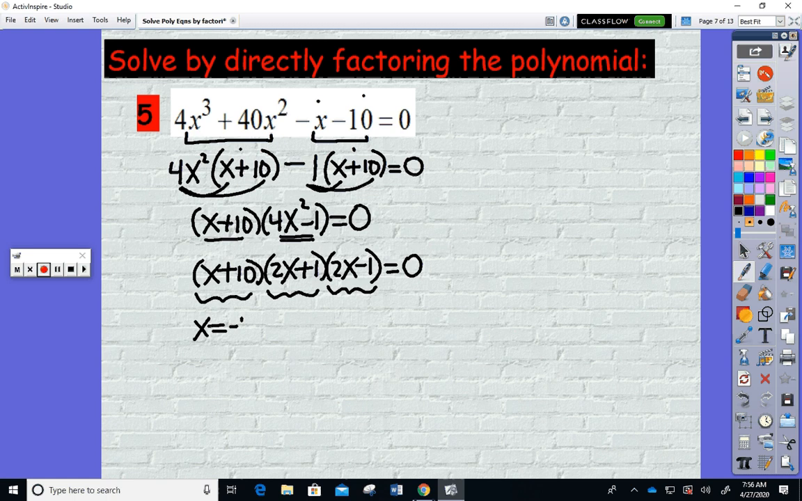If you've said negative 10, negative 1/2, and positive 1/2, you are correct. If you chose to write it as plus or minus 1/2, that's fine. No, wait a minute. That's only three answers. Something feels wrong. No, no, no. Everything's fine. My original equation was in standard form, excuse me, and it had a degree of 3.